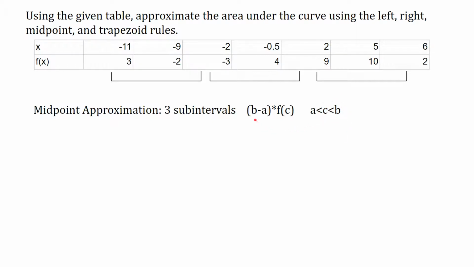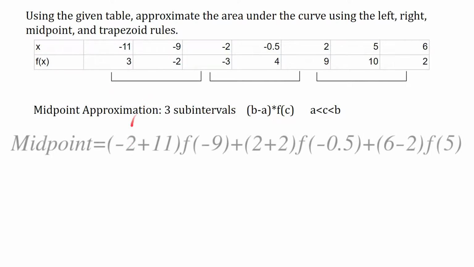And we're going to be taking the difference between those two endpoints and multiply it by the function value of the midpoint. So for example, let's look at our first term. We're going to find the difference between two endpoints of negative 11 and negative 2, and then multiply it by f of negative 9, because negative 9 is a midpoint between negative 11 and negative 2 in this table.